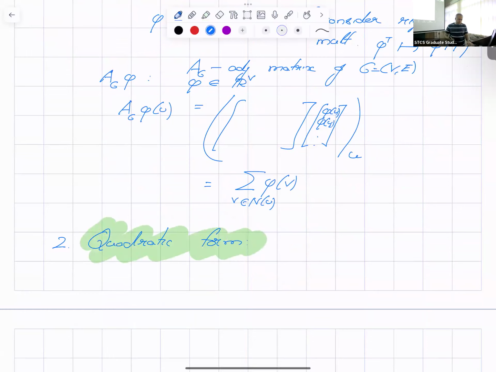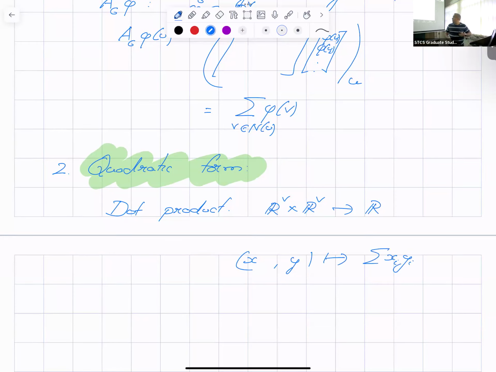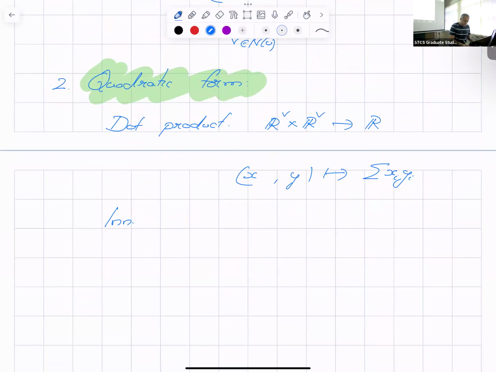So what's the quadratic form? We are familiar with the usual dot product, which goes from R^V cross R^V to R, and takes a vector x, a vector y, and maps it to just summation x_i y_i. This happens to be an inner product. This is an inner product, and in general, we'll work with any inner product.